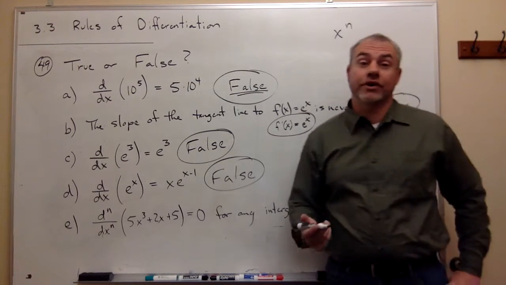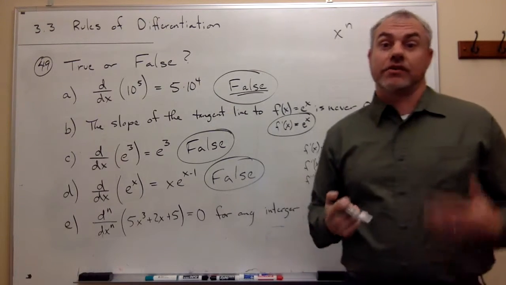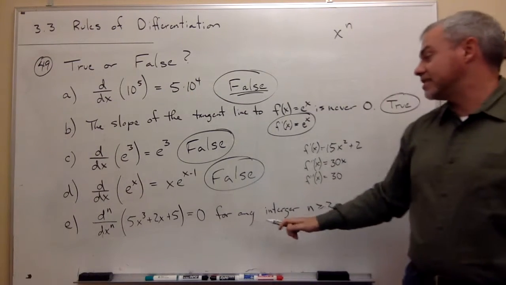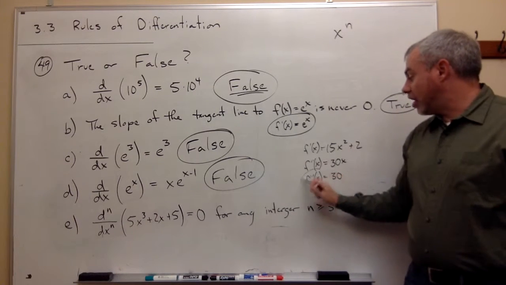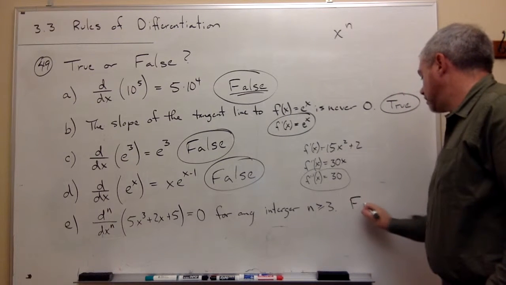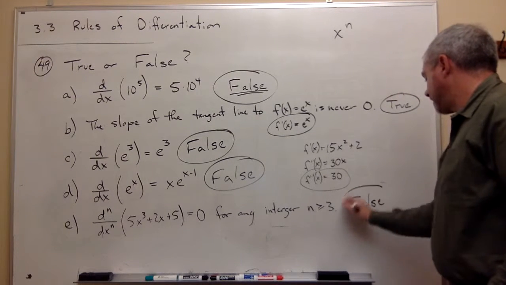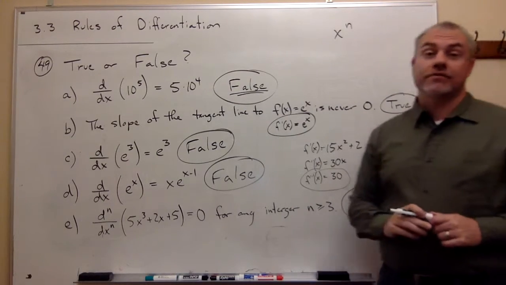Now what's the fourth derivative? The fourth derivative is 0. And the fifth derivative is 0. And the sixth derivative is 0. But this says that it has to be 0 for 3 and above. But it's not 0 for 3. So this is false. And so we have our answers for number 49.